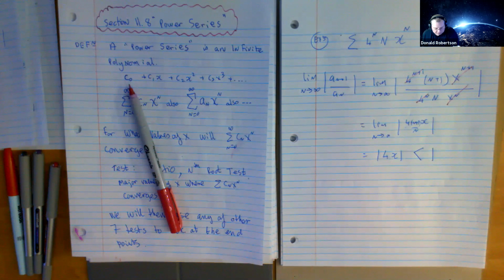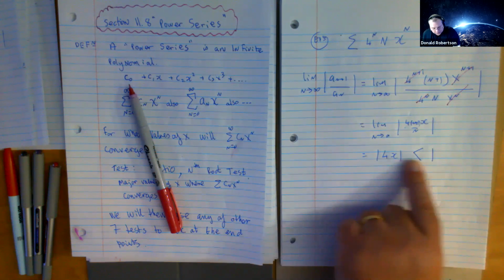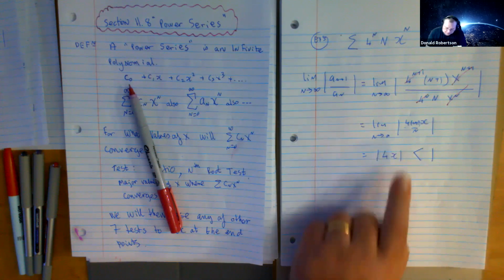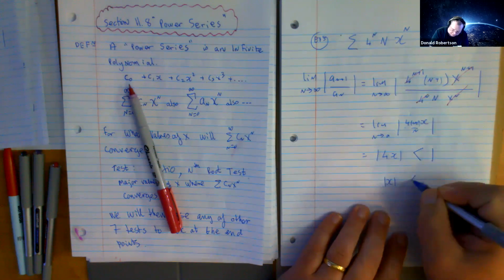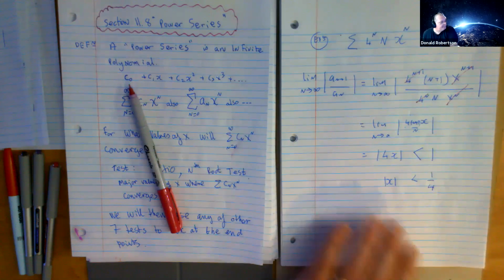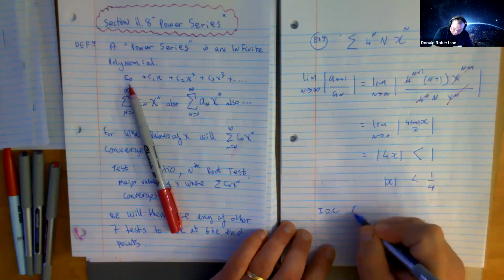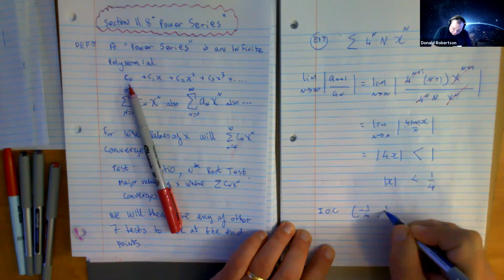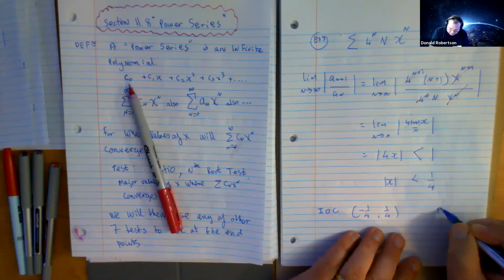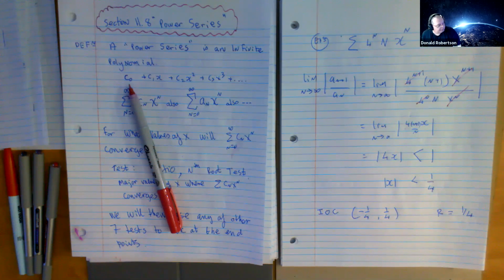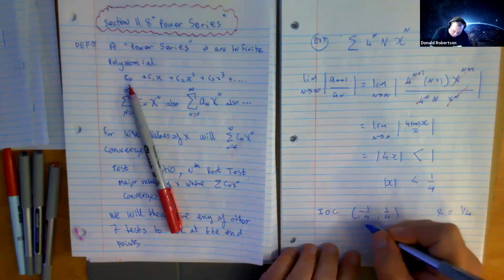So this is the first time where we had to do this little tweak. If I want to find the values of x for which that's true, I really want the absolute value of x on its own. So I am going to divide both sides by positive 4. And now I get that. That tells me that the interval of convergence is values of x between negative and plus a quarter. That makes the radius of convergence a quarter. And then I would test the endpoints.